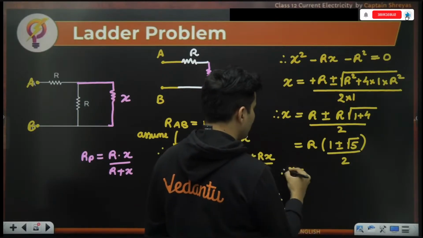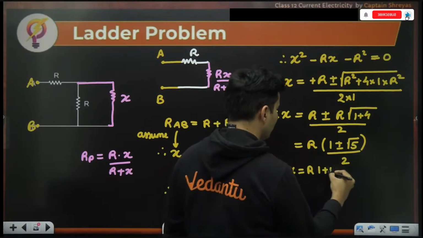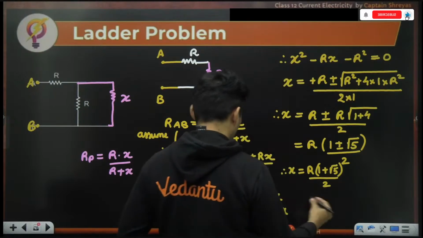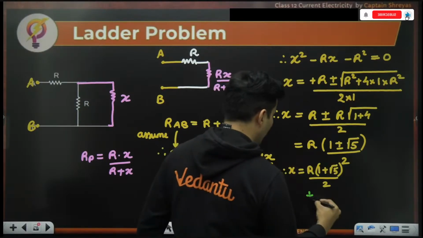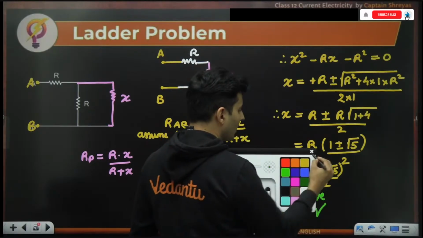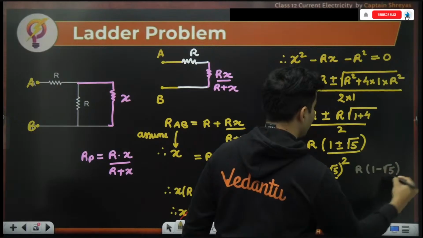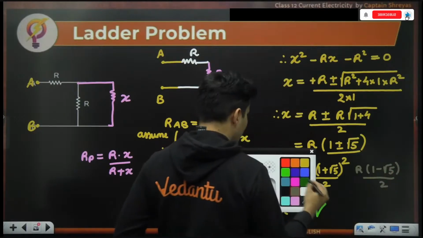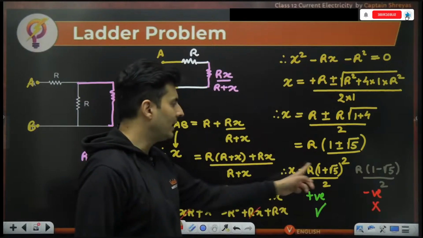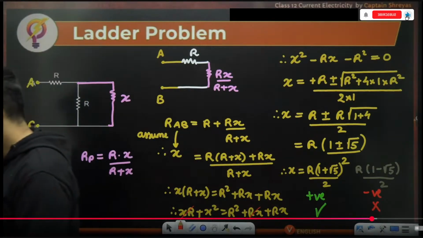Now, of course, the equivalent resistance has to be positive, so I will take the positive root. So R into 1 plus root 5, the whole thing divided by 2, will be a positive value which is valid. But the moment somebody chooses R into 1 minus root 5 by 2, this is going to be a negative value which cannot be true. So the final answer is this: 1 plus root 5 times R divided by 2. Got it?